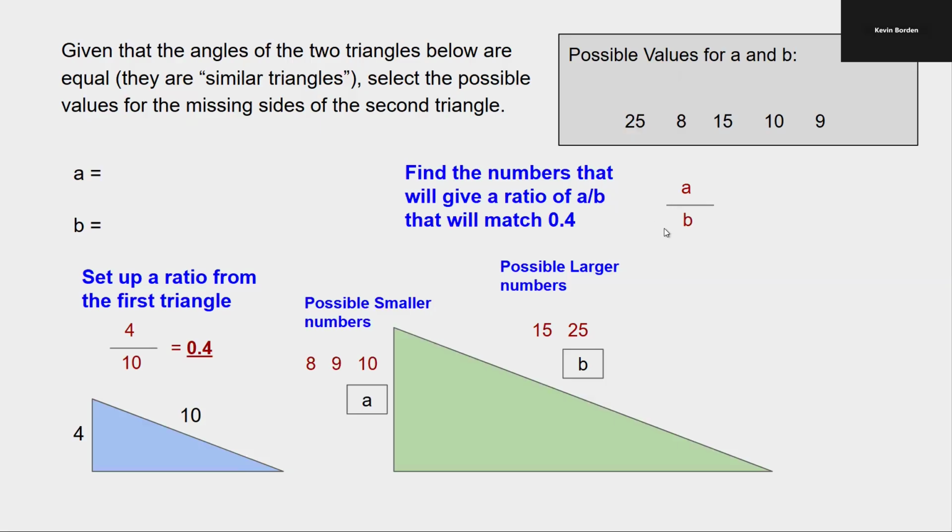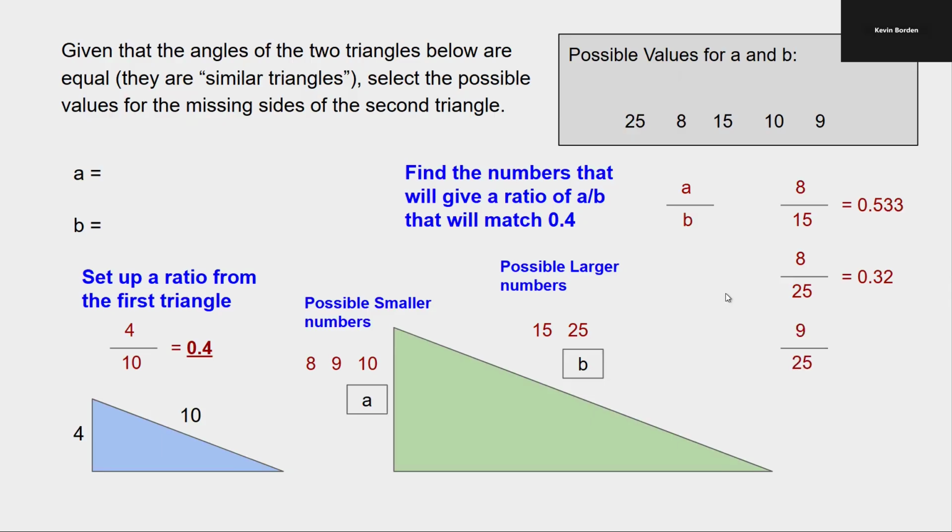So we're going to set up A over B, and we're going to just start guessing. I'm going to guess 8 over 15. A is 8, B is 15, but I find the decimal for that and it's 0.533. That is not the 0.4 that we're looking for. So we continue on. I next try 8 divided by 25. That gives us 0.32.